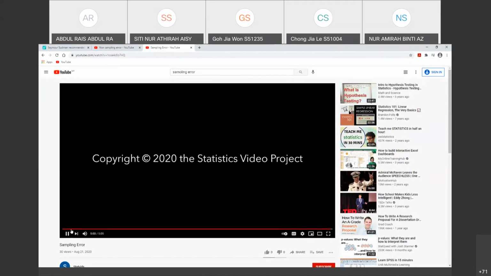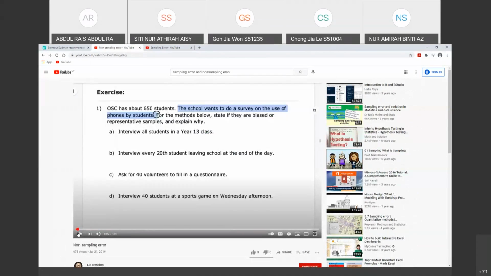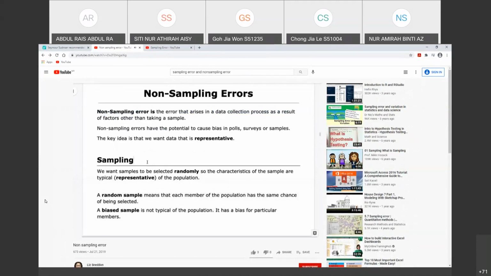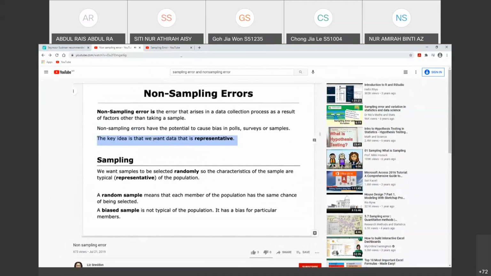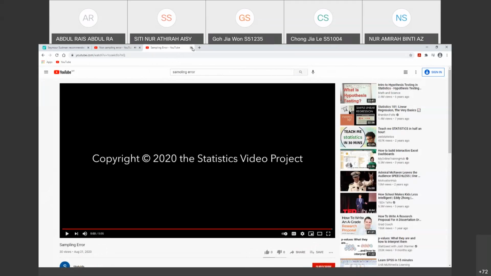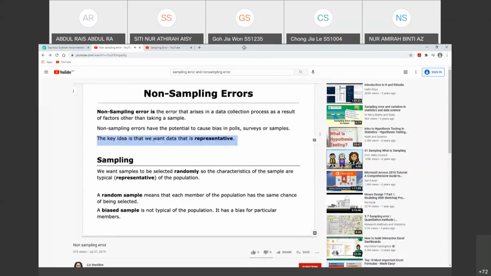Okay, so that's sampling error. Now let's see what non-sampling error is. So what we want to do here is think about our key idea. And the key idea is that we want data that is representative. So if I'm interested in teenagers, I want a mixture of ages, genders, ethnicities, hair colors, device types, family incomes, you name it. I want a mixture of all of those so that my data is representative.